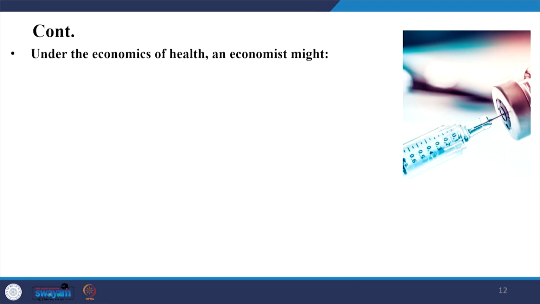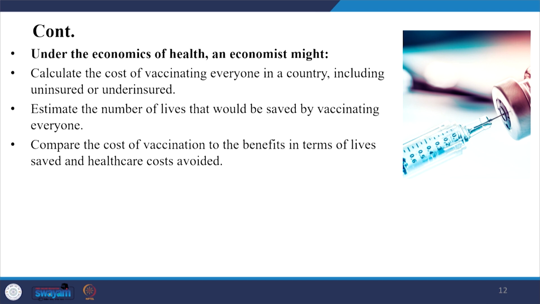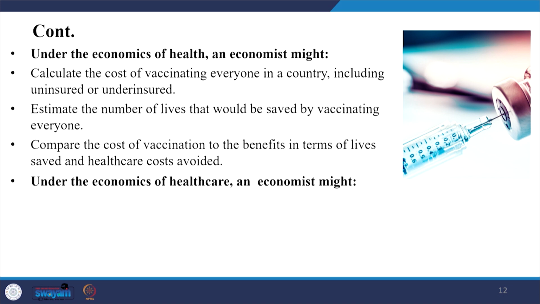So under the economics of health, an economist might calculate the cost of vaccinating everyone in a country, including uninsured or underinsured, estimate the number of lives that would be saved by vaccinating everyone, compare the cost of vaccinations to the benefits in terms of lives saved and healthcare cost avoided.